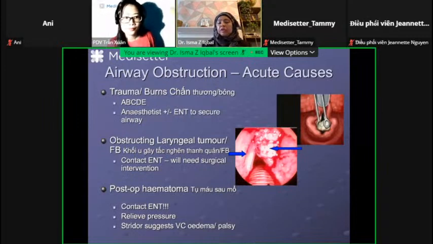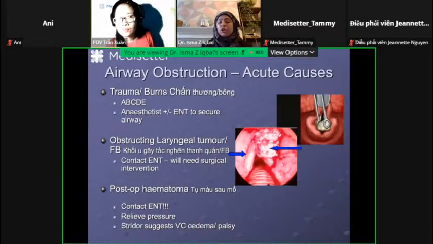So the most important thing is to try and secure an airway. So some of these patients will be suitable for non-invasive ventilation with nasal cannulas or a nasopharyngeal tube to try and maintain their oxygen levels whilst you remove the foreign body.